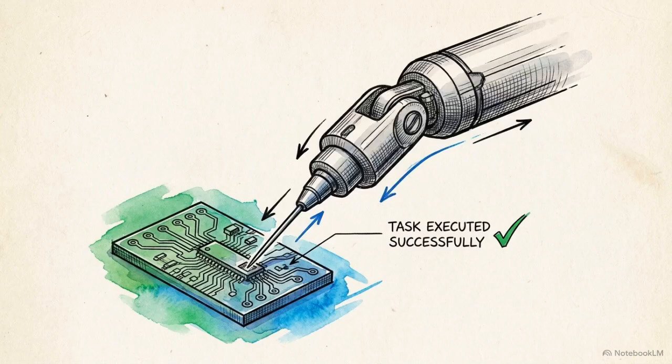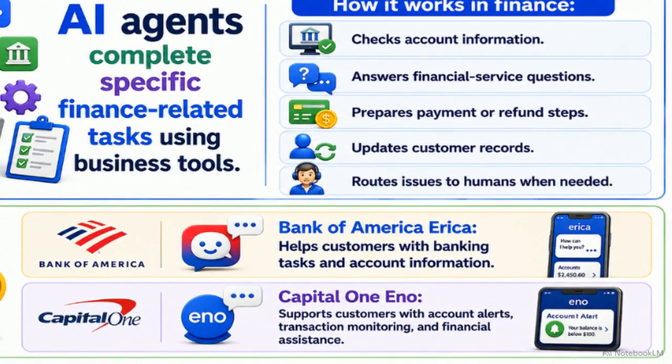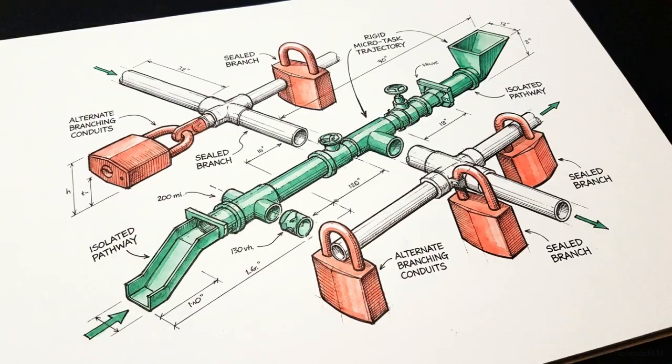AI agents act as discrete software operators. They are engineered to execute strictly bounded, specific tasks. Agents operate within narrow parameters, using existing business infrastructure to check account information, prepare refunds, or route complex issues to human staff. Bank of America and Capital One use agents to autonomously execute account alerts and monitor transactions on behalf of the user. Agents are highly efficient at targeted microtasks. However, their architecture does not grant them the authority to redesign the broader workflow.